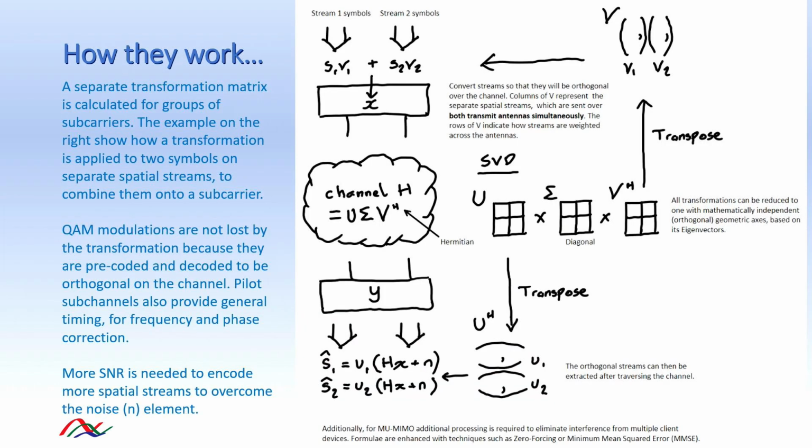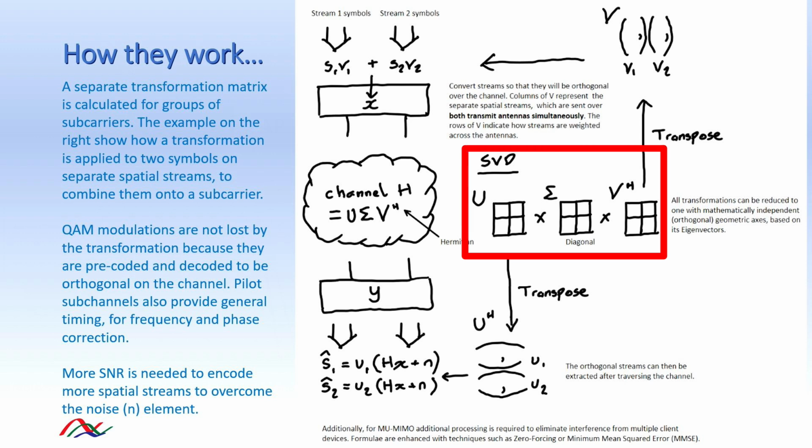So this is how it works. The cloud in the middle represents the channel, which in turn is represented as a transformation using 2x2 matrices. All transformations can be decomposed into 3 matrices, which effectively represent the overall transformation as a rotation, a stretch, and another rotation over independent axes or eigenvectors.